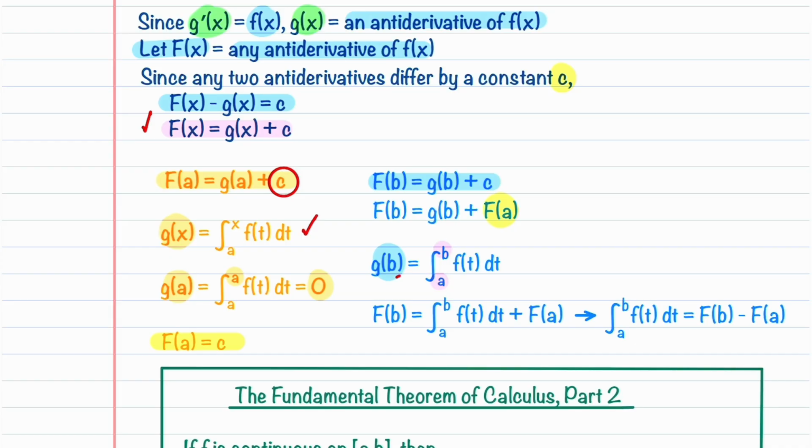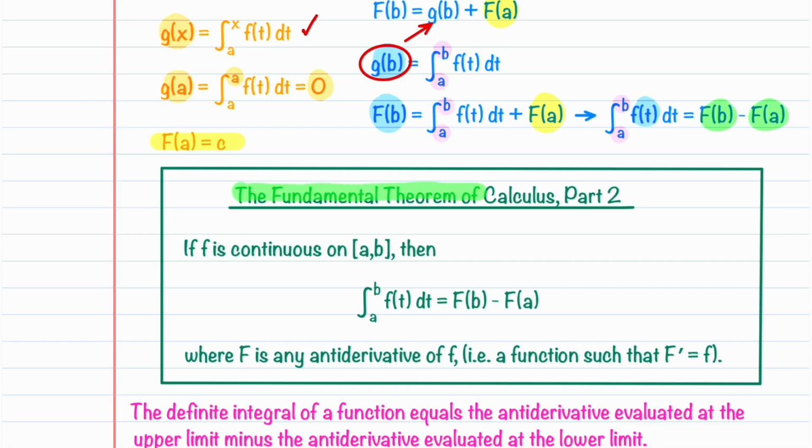What we're going to do is take this expression and put it up into that equation. This gives us capital F of b is the integral from a to b of f of t dt plus capital F of a. Now all we have to do is switch around terms. We'll pull the capital F of a to the left, switch the sides, and we end up with the integral from a to b of f of t dt is equal to capital F of b minus capital F of a. And that's exactly what the Fundamental Theorem of Calculus Part 2 is.